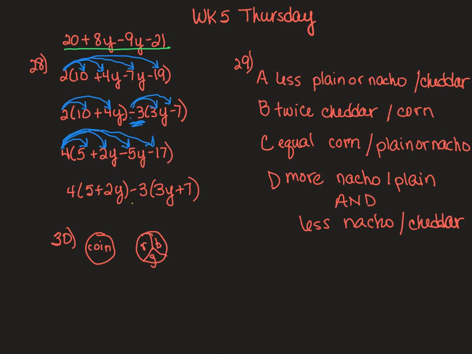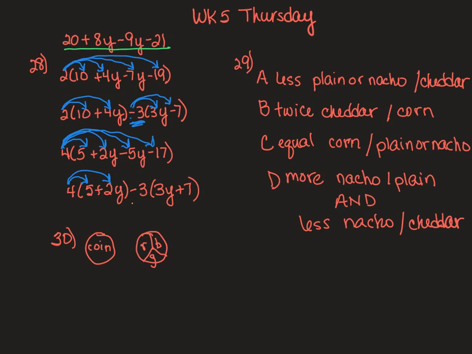In the last one, I'm looking at 4 times 5, 20. 4 times 2y is 8y. Notice in all of them, I'm getting the same first two things. If I just stop at those first two terms, I am not going to be successful.